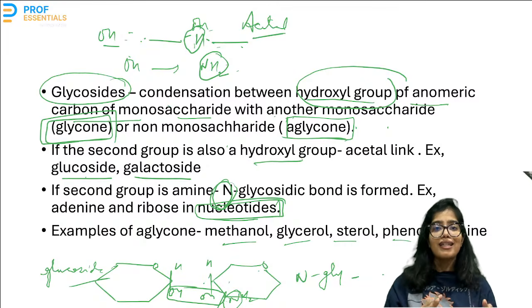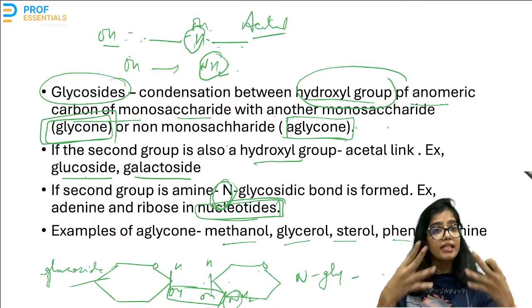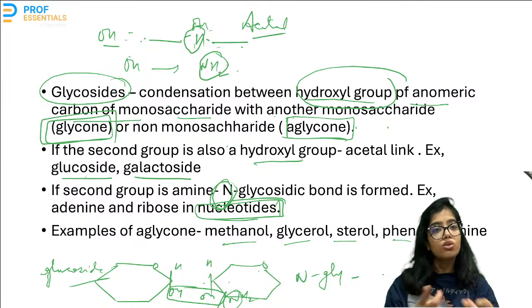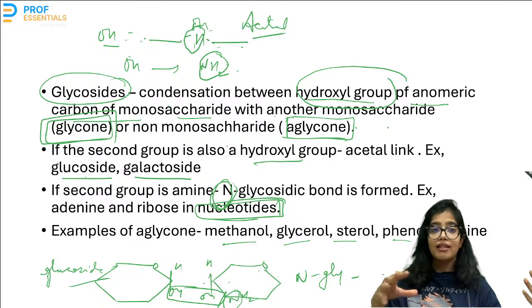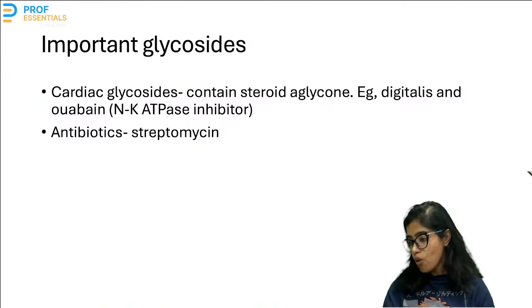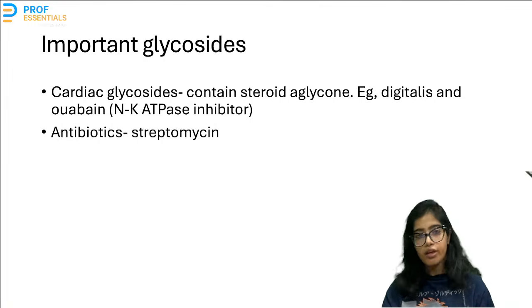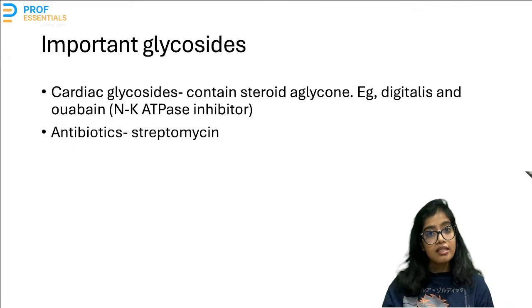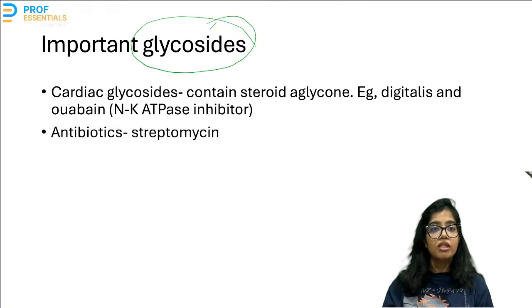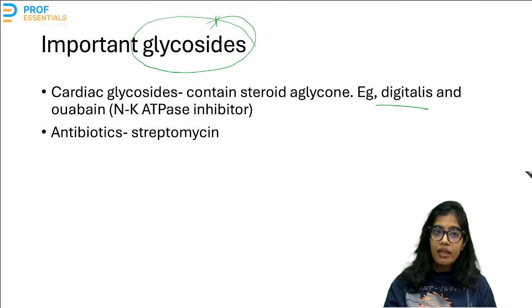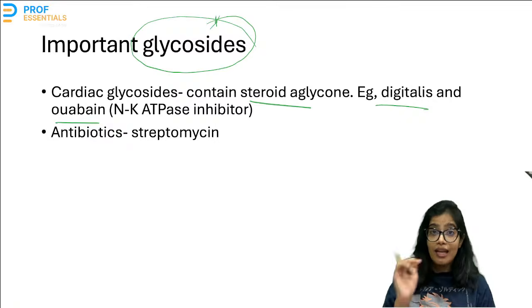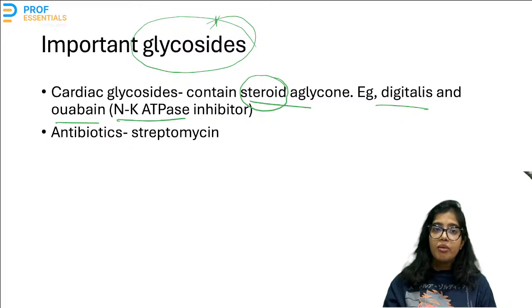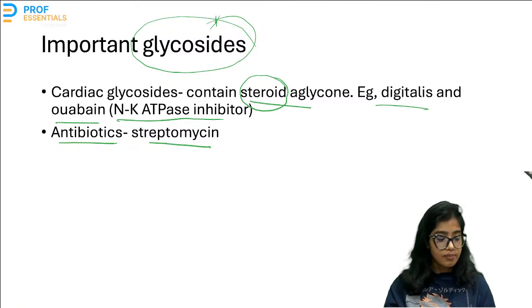So different monosaccharides interact together to form glycosidic bonds, to form disaccharides or polysaccharides and so on. So the bond between them is called a glycosidic bond. Now, important glycosides, that is important condensation products using glycosidic bonds, are cardiac glycosides like digitalis or ouabain. They contain a steroid aglycone. That is, the second reacting element is a steroid. Ouabain inhibits the Na-K ATPase enzyme. Antibiotics like streptomycin are also glycosides.